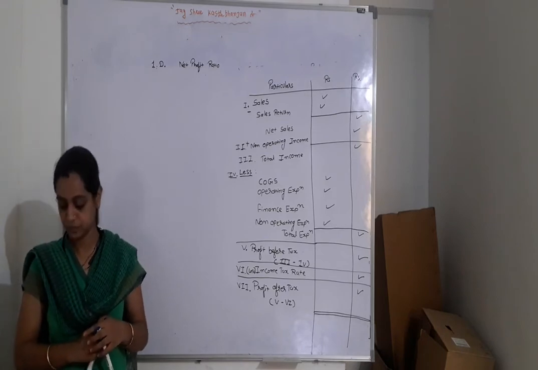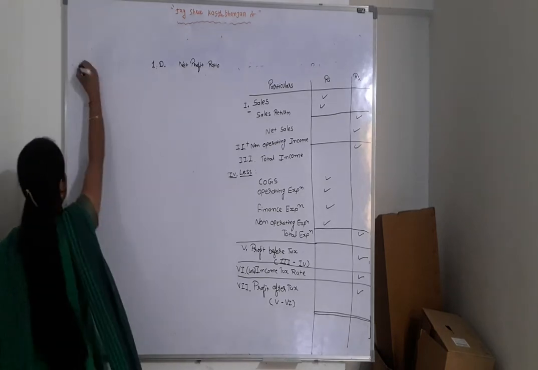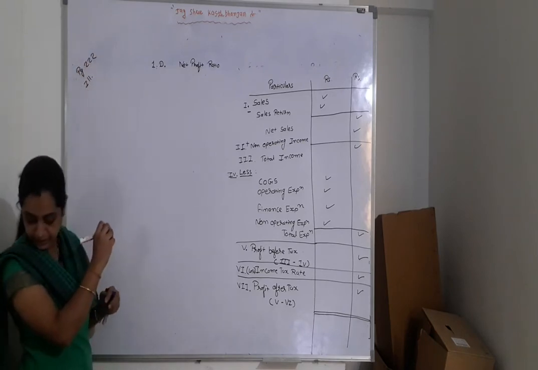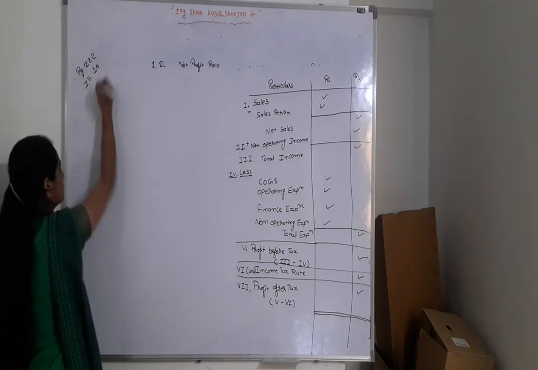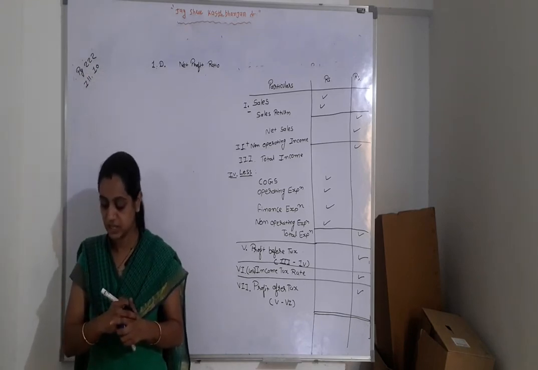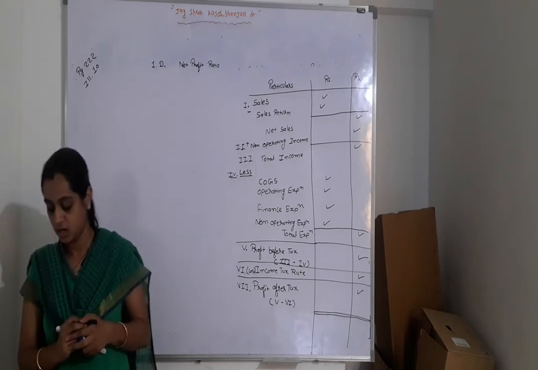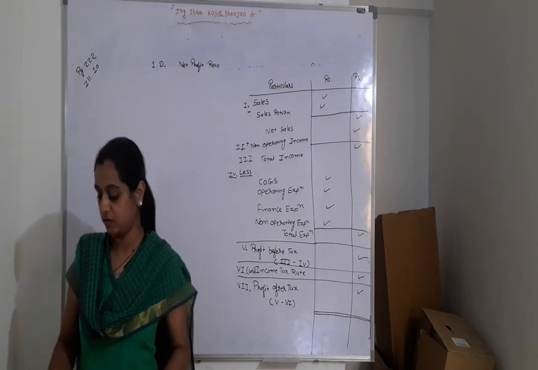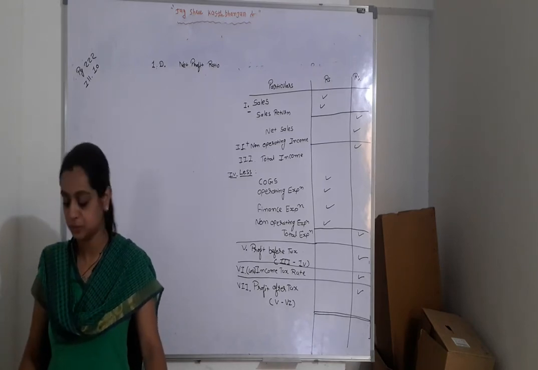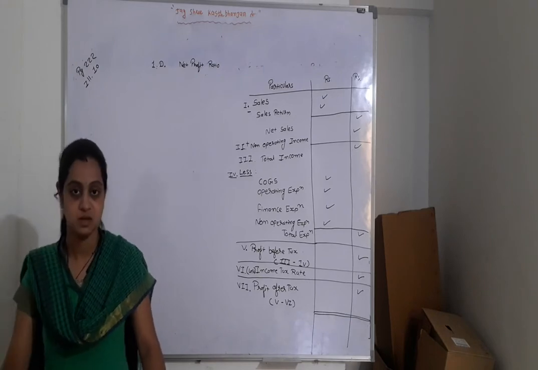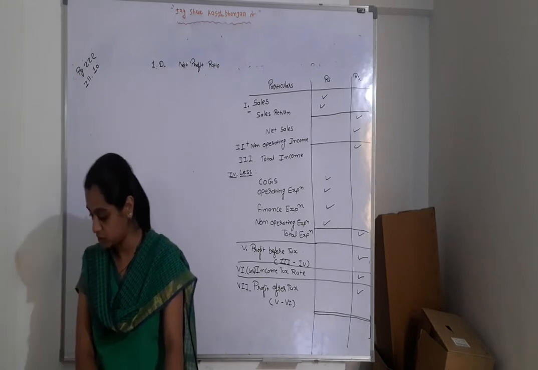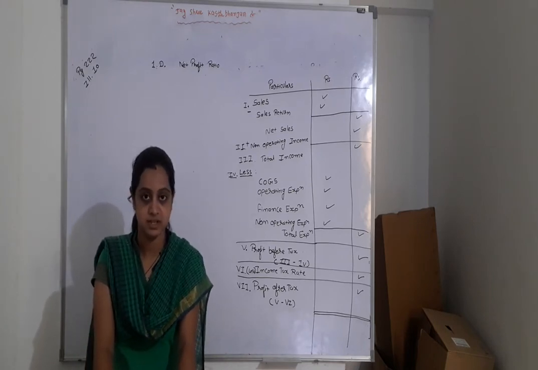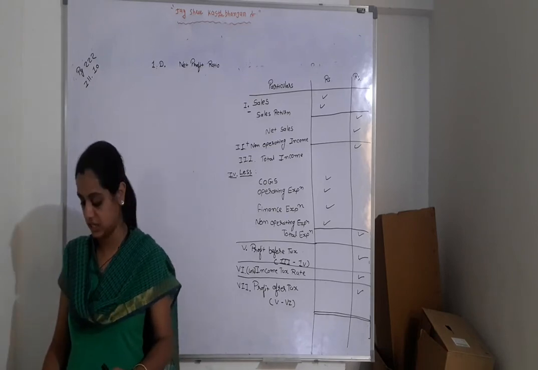Let's do sum. Page number 222. Page 222. Illustration number 10. From the given information in illustration 9, calculate net profit ratio. We have done with the illustration number 9, right? Open that. In that, we found COGS, operating expense, right? Everything. Still, we'll apply it again.